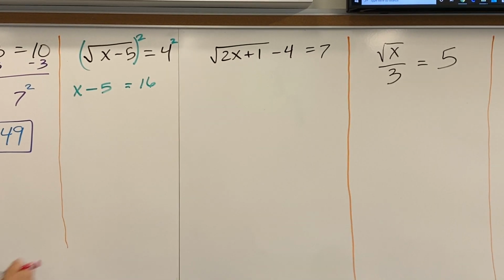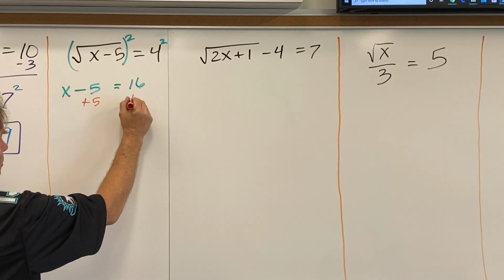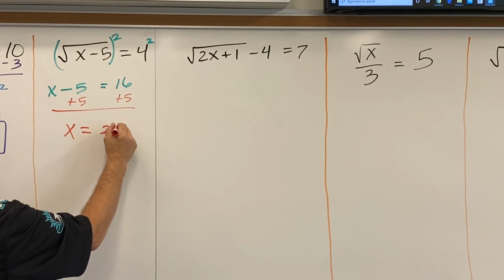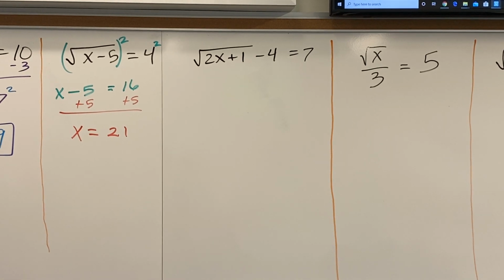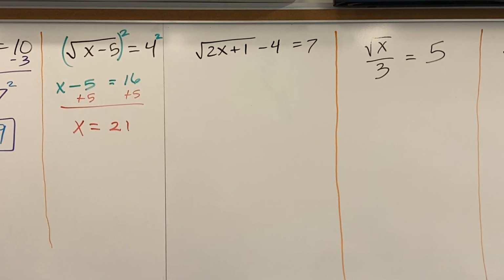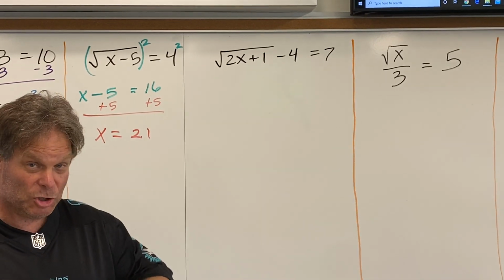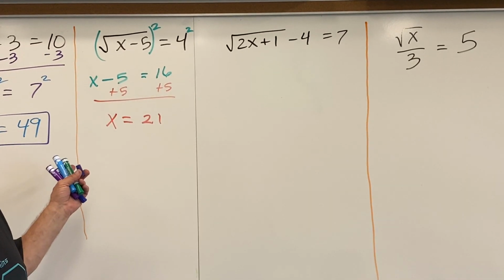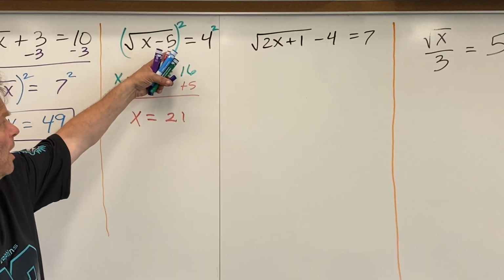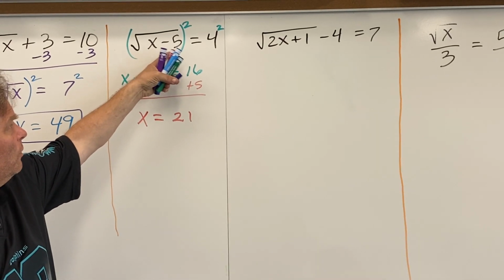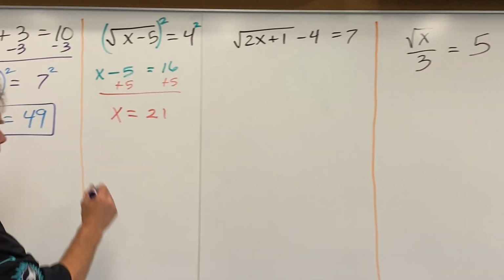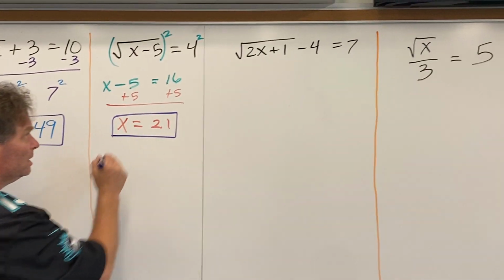Plus 5, plus 5. X equals 21. And let's see, whoa, I almost put a box around it, but shame on me because I did not check to see if it was a good solution yet. Okay, 21. 21 take away 5 is 16. Square root of 16 is 4. 4 equals 4. Yep, checks out. It's a good solution. Cha-ching.